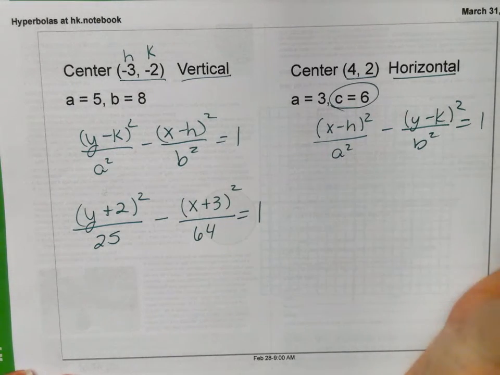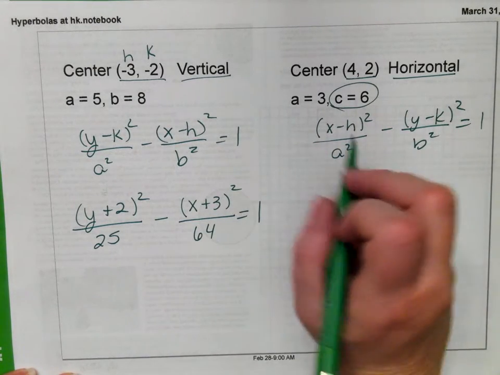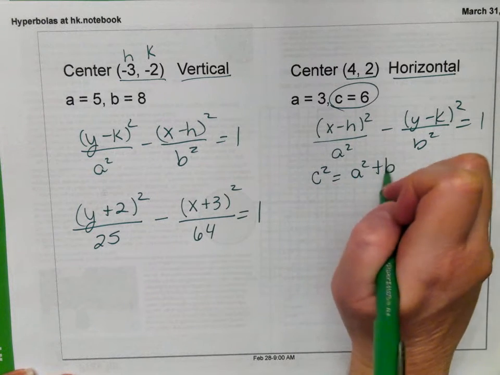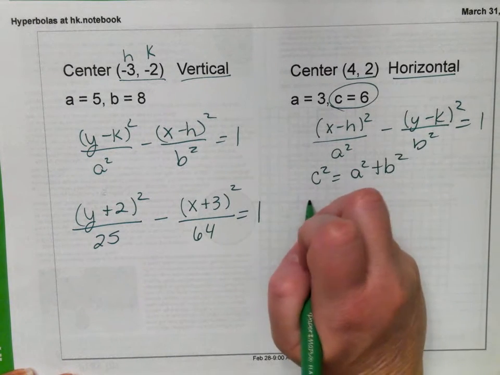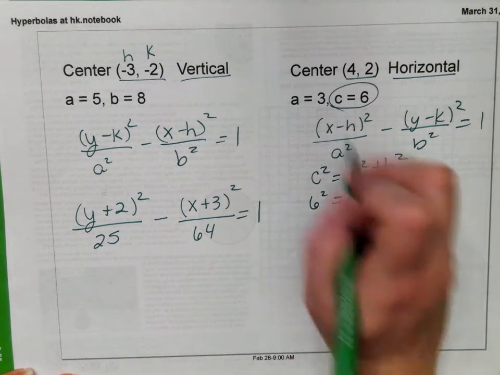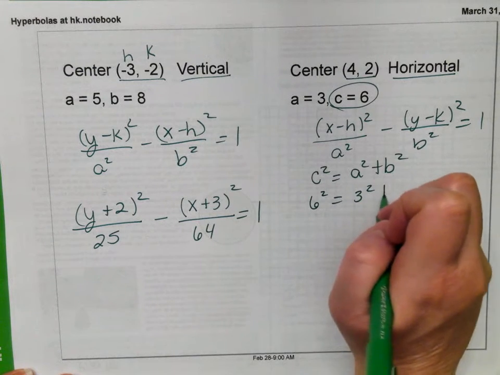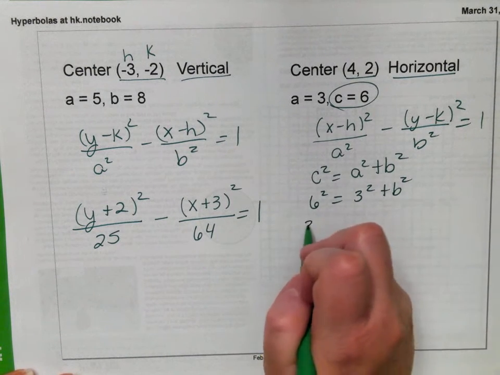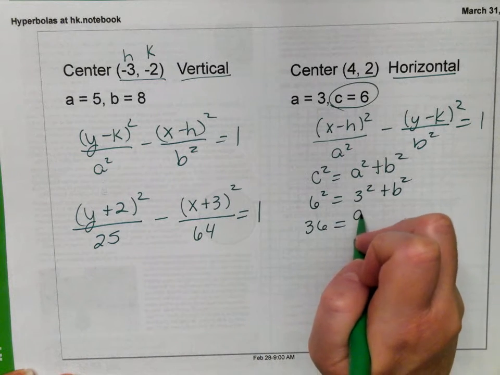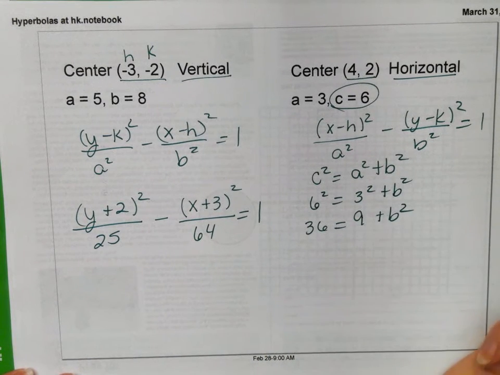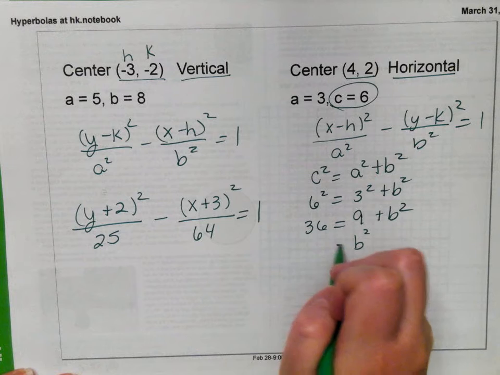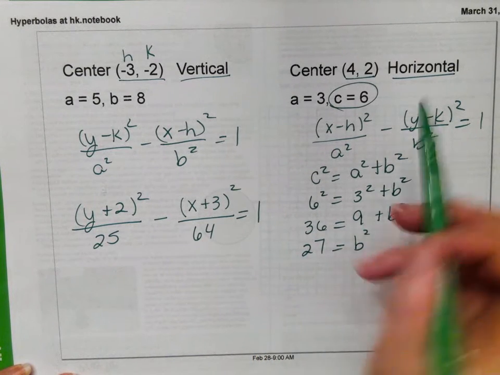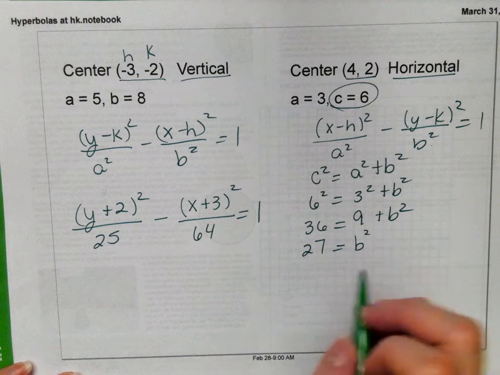Uh-oh, I don't have b, I have c. Okay. I know that c squared is a squared plus b squared. So c is 6 and a is 3. Remember, I need b squared, so I don't have to take the square root. So 36 is 9 plus b squared. So b squared must be 27 if I did my math right. I don't need b, I need b squared, so I think I have everything now.